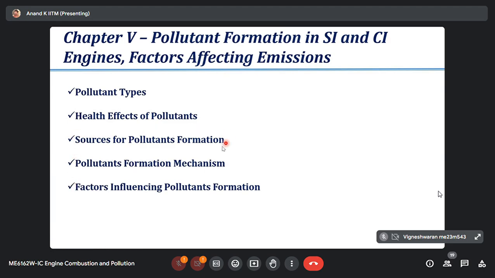So we have understood the sources for pollutant formation in spark ignited engine and diesel engine. In spark ignited engine, we have HC, CO, and NO, three pollutants, and in diesel engine, we have HC, CO, NOx, NO and NO2 together, and then we have particulate. We understood the sources for this species formation in SI and CI engine. Next, we are going to discuss the formation mechanism of these species.